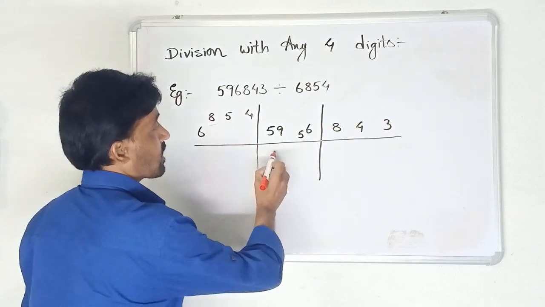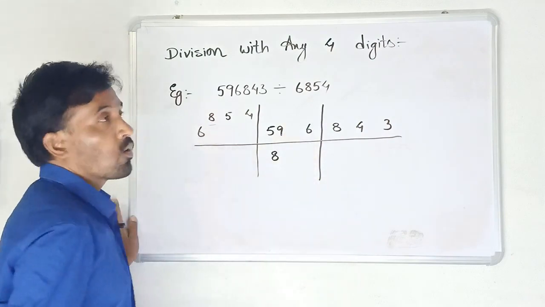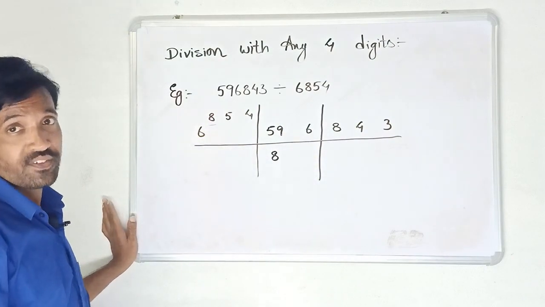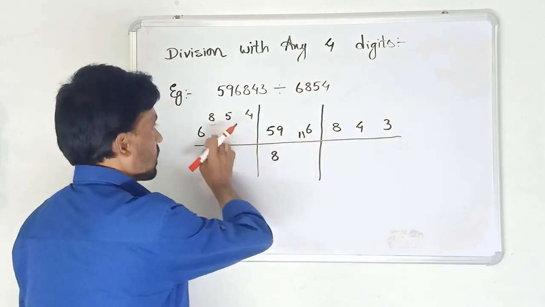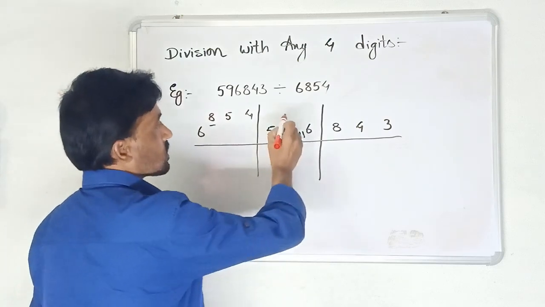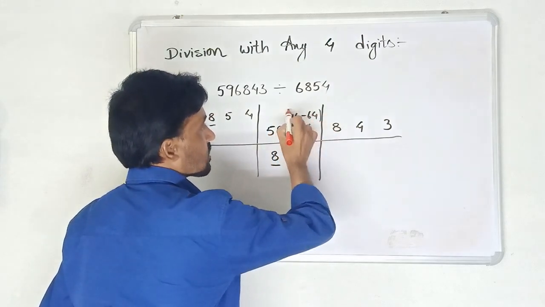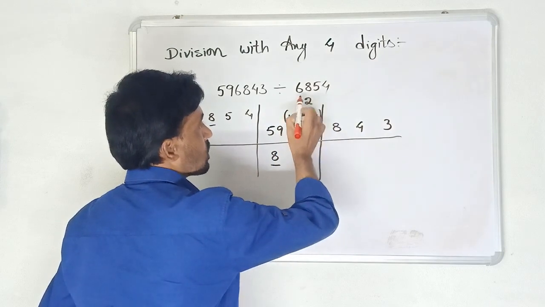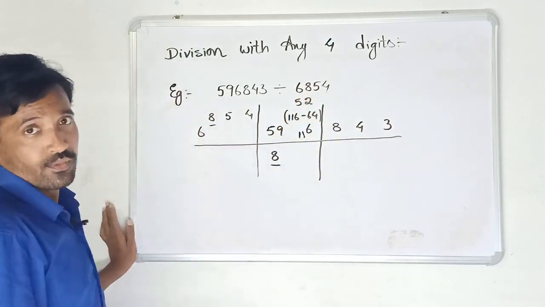It is to be reduced to 8 times. Now we know 6 times 8 is 48, so 59 minus 48 is 11. Now 8 times 8 is 64. Can 64 be subtracted from 116? Yes. Now subtract like this: 6 minus 4 is 2 and 11 minus 6 is 5. Now we have 52.